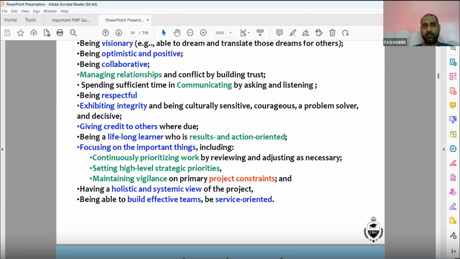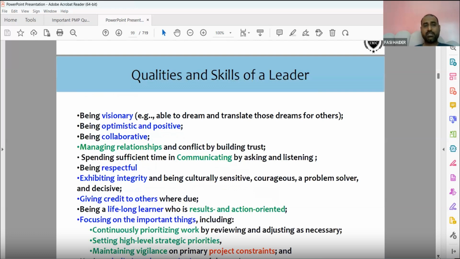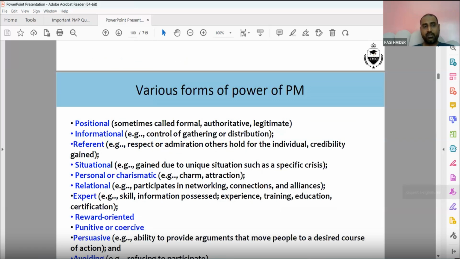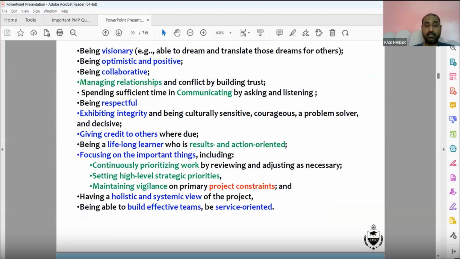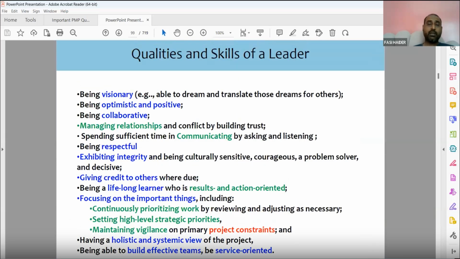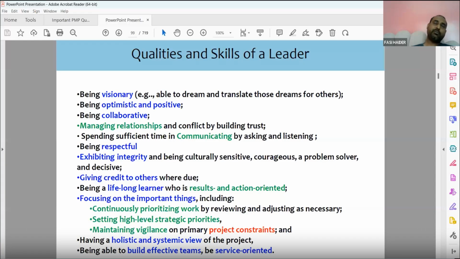Then we studied the qualities and skills of a leader. He should be visionary, optimistic and positive, collaborative, and everything. One of the more important things studied in leadership is a particular word, the art of what? Any idea? Delegation. You know what is the meaning of delegation?